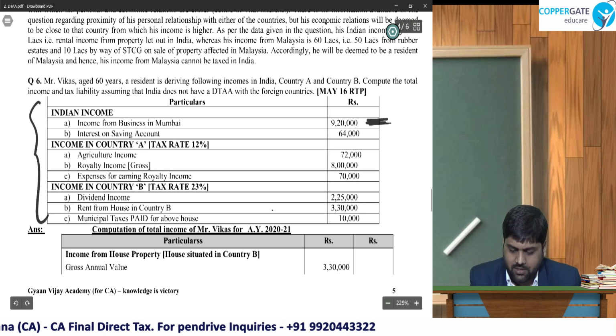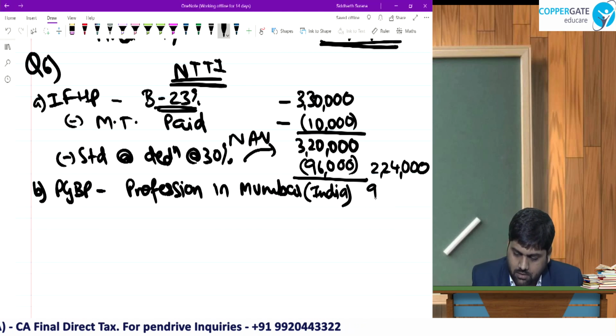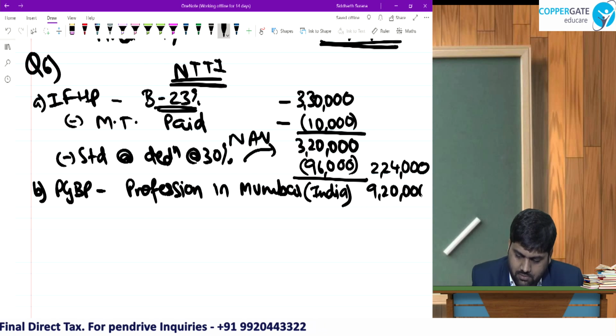Income from business in Mumbai, rupees 9,20,000.